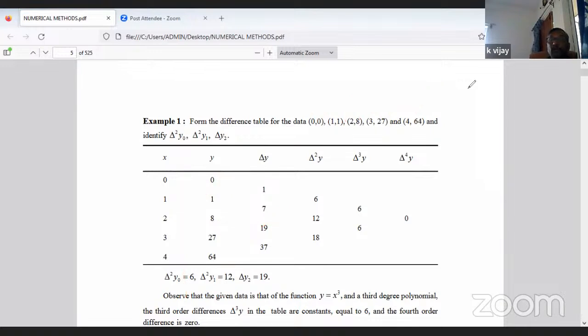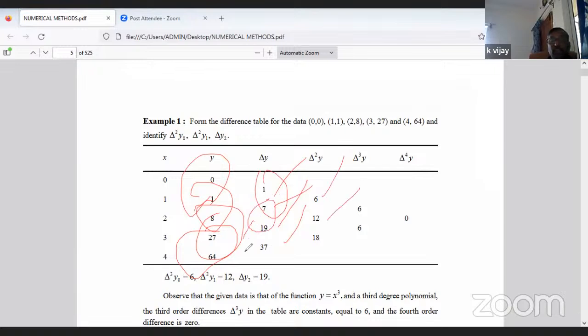So again: 1 minus 0 is 1, 8 minus 1 is 7, 27 minus 8 is 19, 64 minus 27 is 37. Then again, 7 minus 1 is 6, the del square. 19 minus 7 is 12, 37 minus 19 is 18. Then 12 minus 6 is 6, 18 minus 12 is 6, and the del 4 y value is 0.